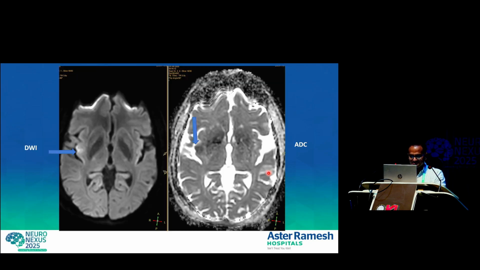MRI brain with angiogram was done. Here we can see the restriction of diffusion in the insular cortex on the DWI, and the corresponding ADC reversal here we can see.